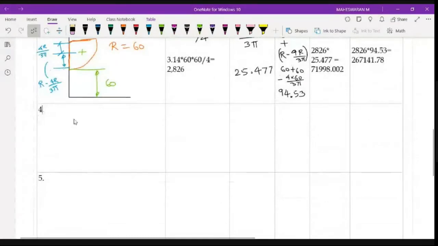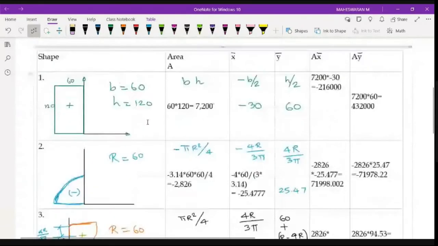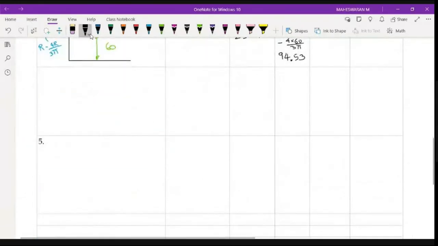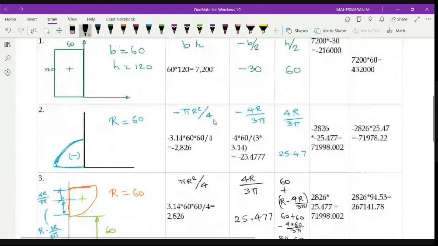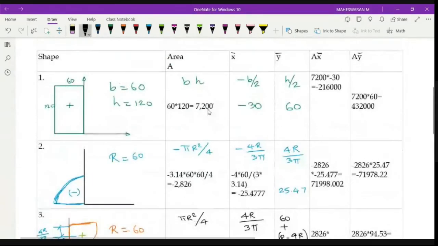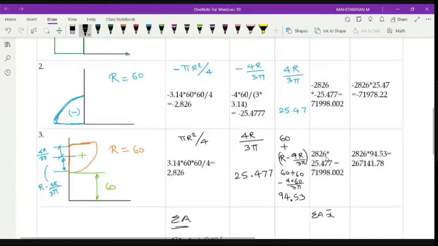Now, what I can do is add all my terms. Right? So what are the terms I have? So sigma A. Right? This is sigma A. So what is sigma A? Sigma A is 7200 plus 2826 minus 2826. Right? So totally I will get 7200. Sigma A x bar. So what will I get?